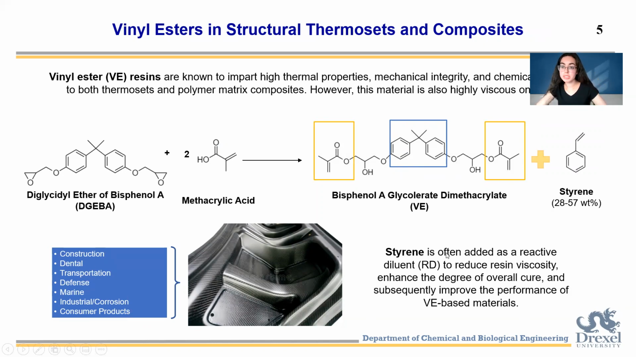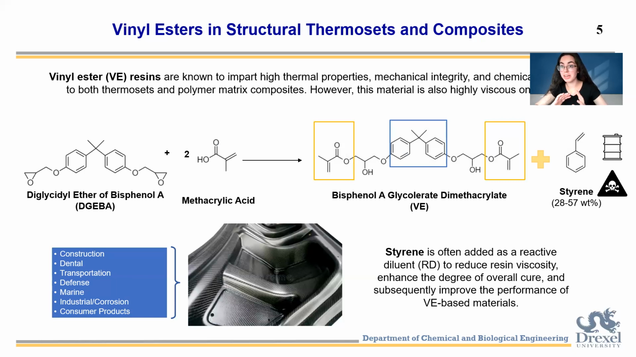These viscous materials, when used on their own, are very, very difficult to work with. So they do require a diluent of some sort, and the most common diluent is styrene. Styrene is added oftentimes as a reactive diluent. It very effectively reduces resin viscosity and enhances the degree of overall cure as well, so it is able to improve the performance of vinyl ester-based materials.